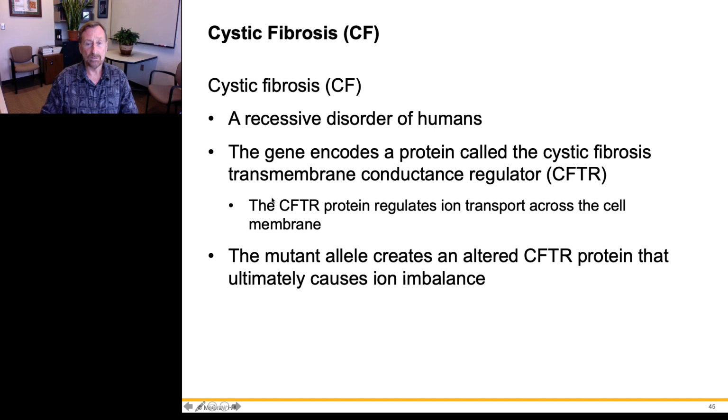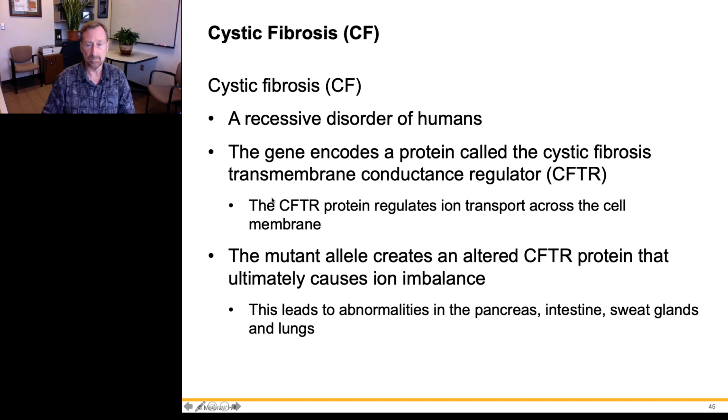In the case of the mutant allele, it creates an altered CFTR protein that's degraded more rapidly, and so people who have this disorder don't transport chloride across their membranes as well as other people do, and that's what causes the disease symptoms. And they're generally abnormalities in the pancreas, intestines, sweat glands, and lungs.